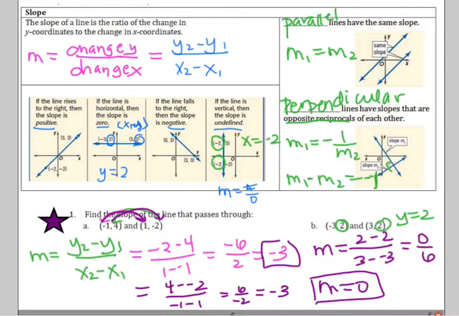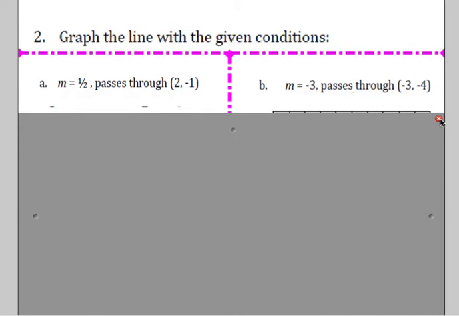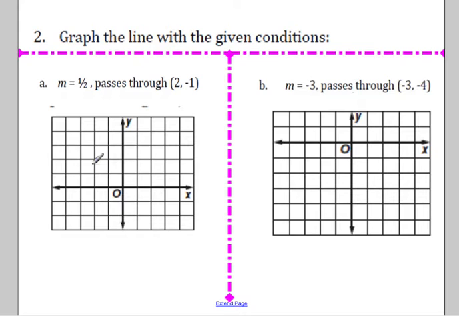All right, example 2. Graph the line with the given conditions. All right, so we're just going to show you all this. So for A, it says a slope of 1/2 and it passes through 2, -1. So my recommendation is start with the point first. Let's plot 2, -1, here. And then my slope, it's rise over run. So I'm going up 1 to the right 2.